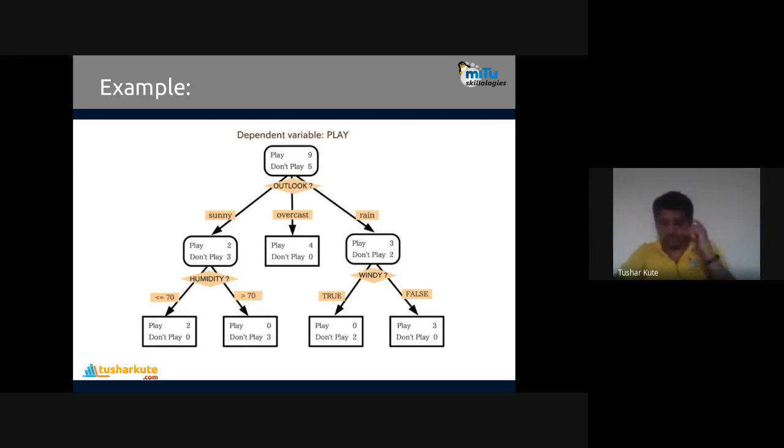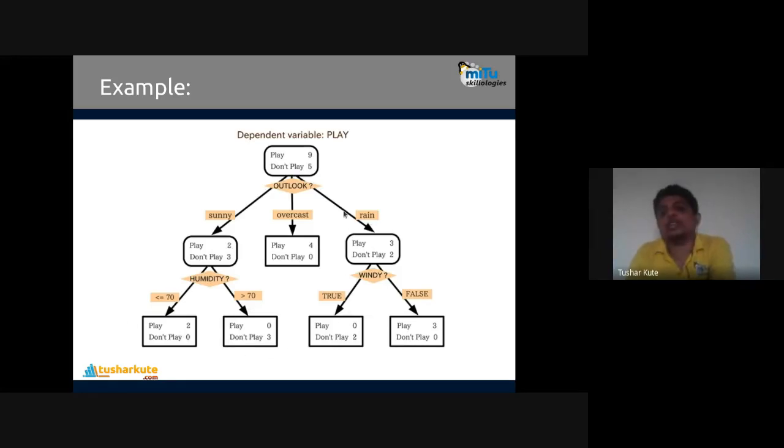Then in the next case, see humidity here 50, 60, 40, here also 60, 40. This is finalized here. Now after sunny, we are going to check the humidity. When humidity is less than 70, play 2 times, don't play 0 times. Humidity greater than 70, play 0 times, don't play 3 times. This is finalized here, here also.